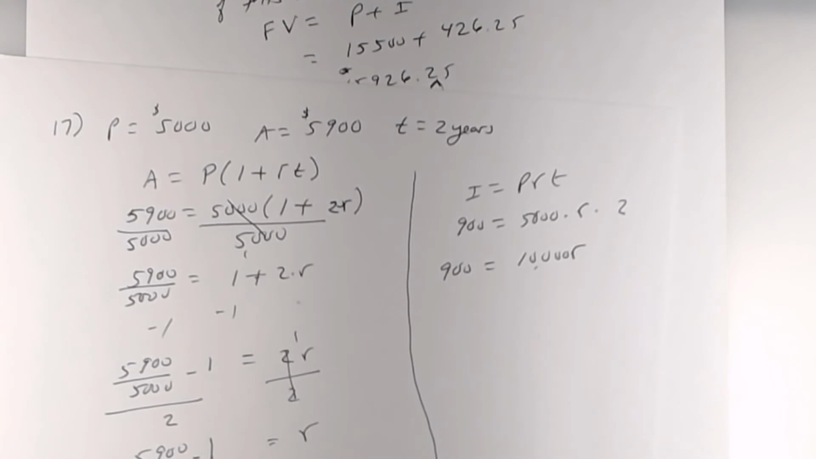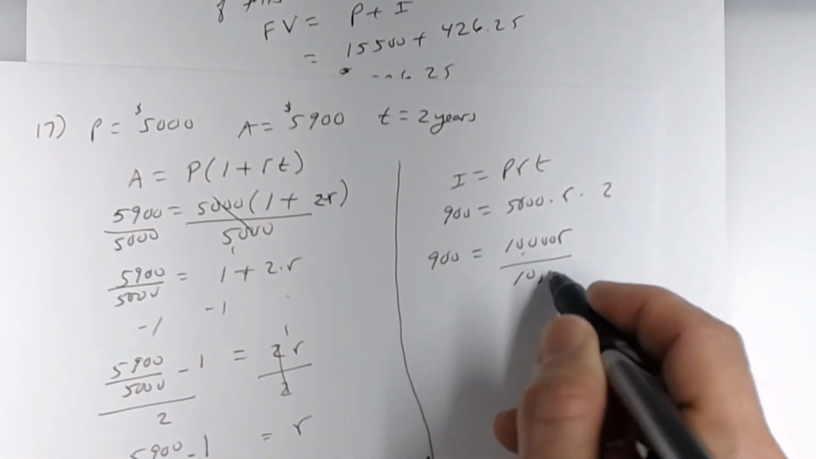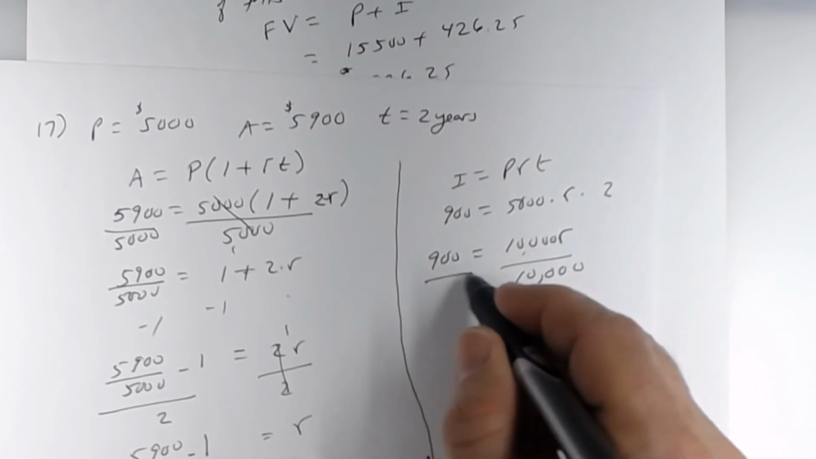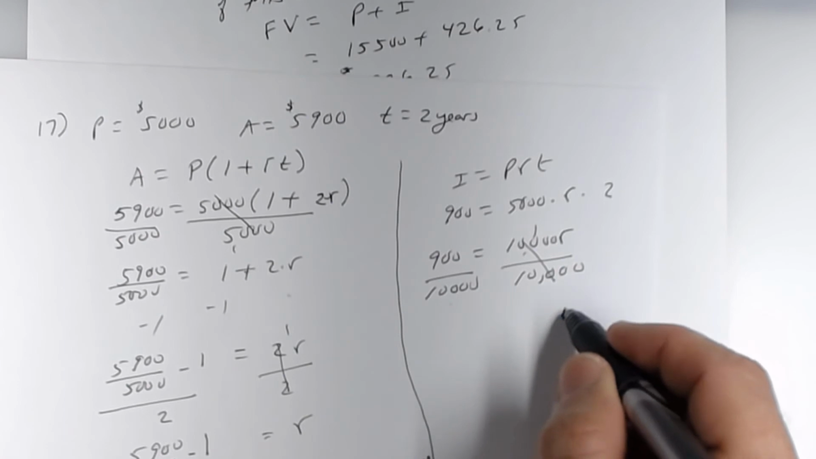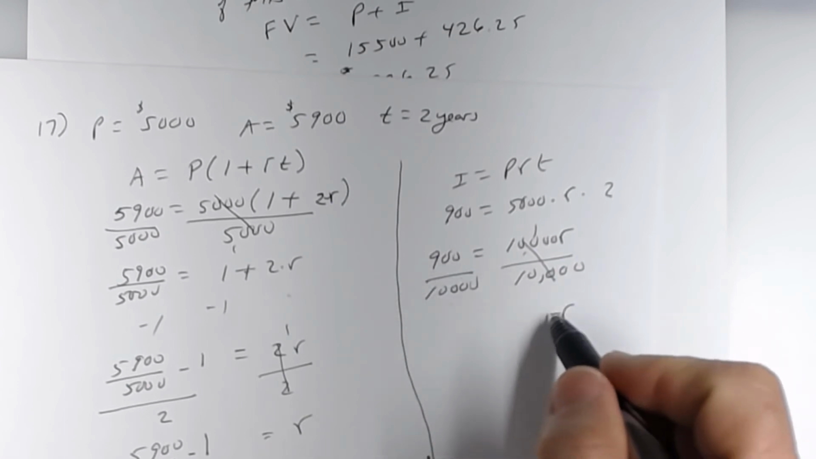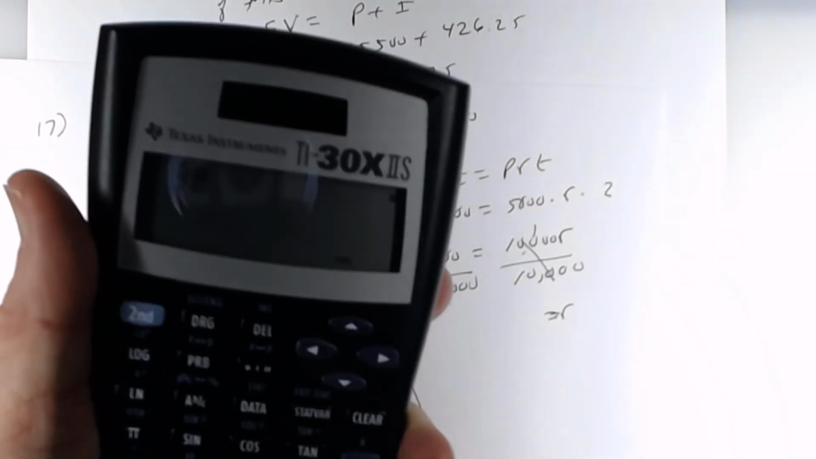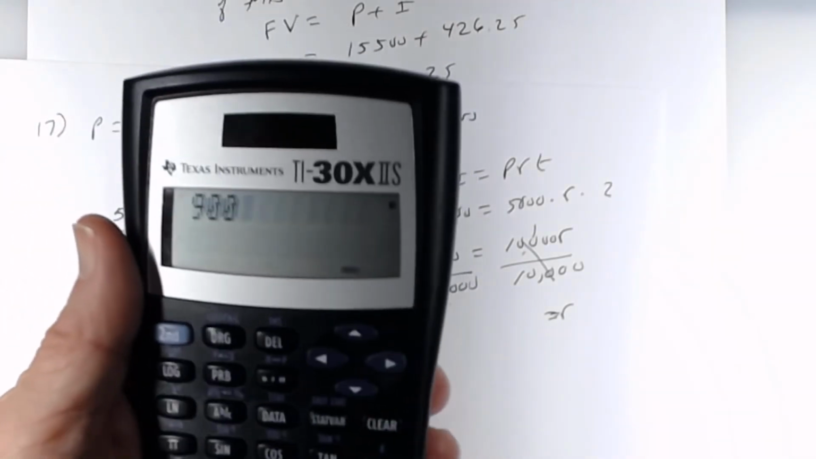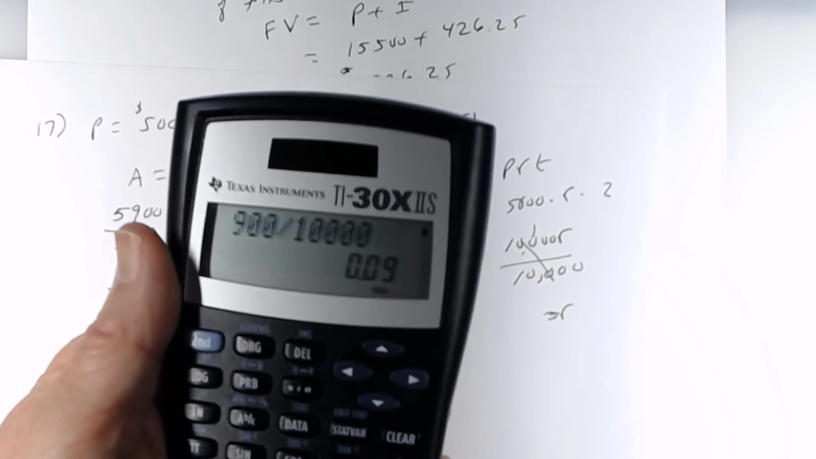And now how do you get R by itself? Divide by 10,000. And so these divide out, so you get R equals, and on your calculator, tell me what 900 divided by 10,000 is. 900 divided by 10,000, what do you notice? 0.09.